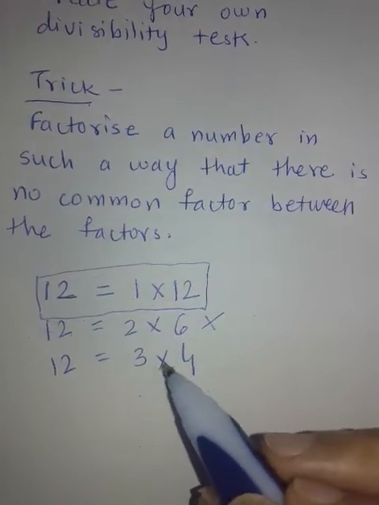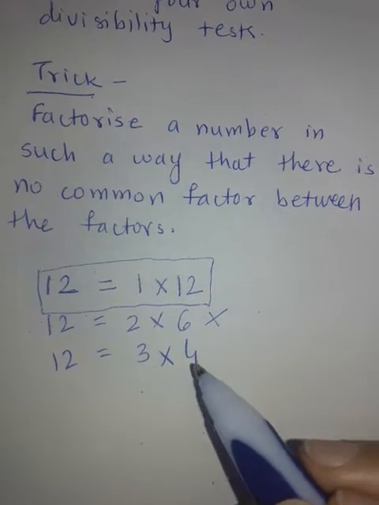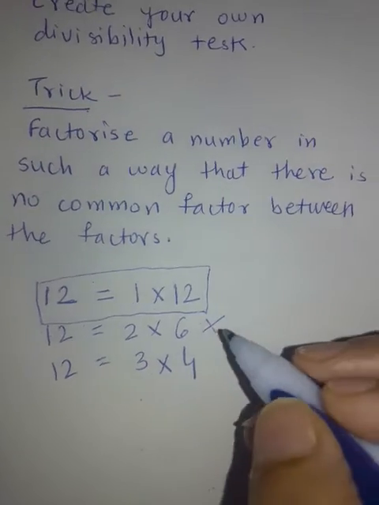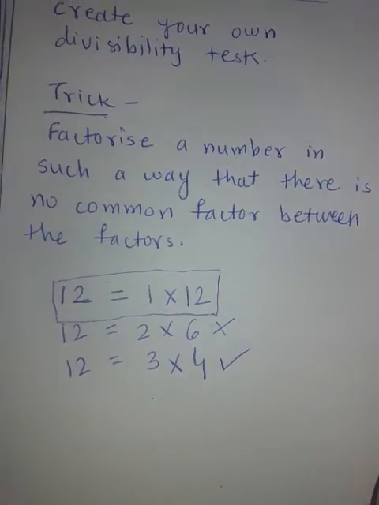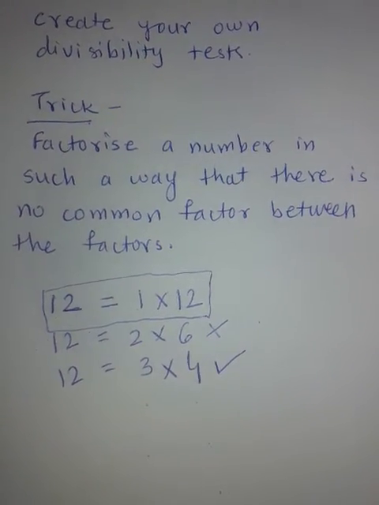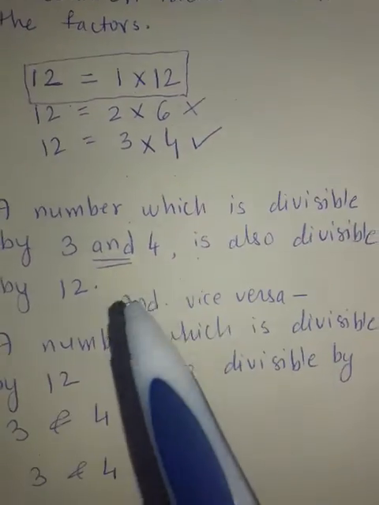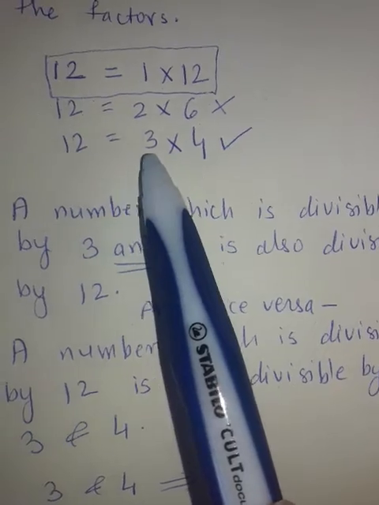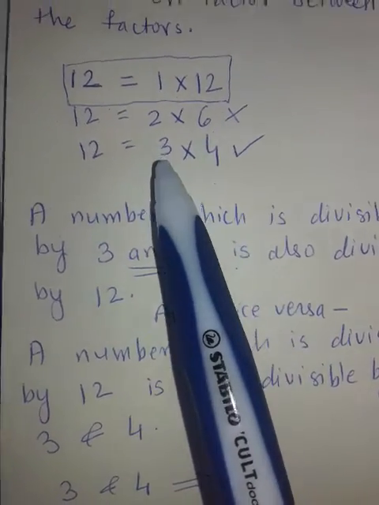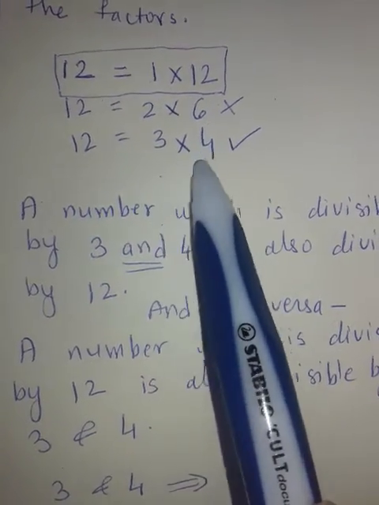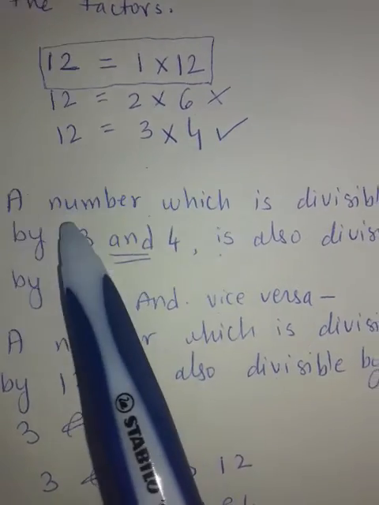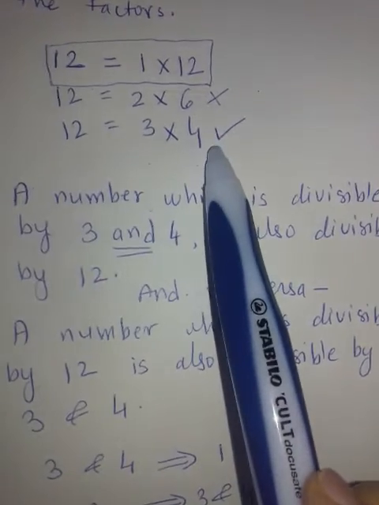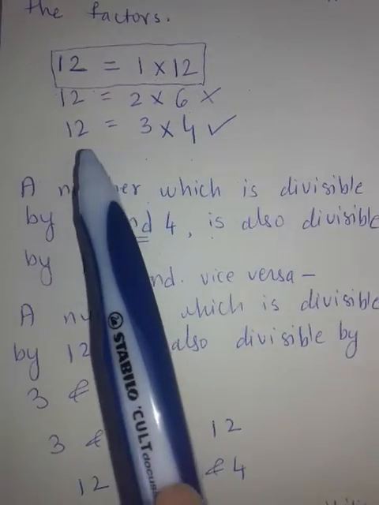Now 3 and 4. 3 into 4 is 12. 3 and 4, do they have any common factor between them? No. So I am going to consider this pair. Now we are coming to the most important part. When I say 12 is equal to 3 multiplied by 4 and 3 and 4 do not have any common factor, then a number which is divisible by 3 and 4 is also divisible by 12.